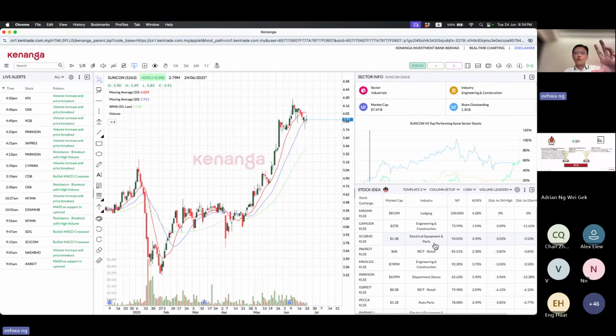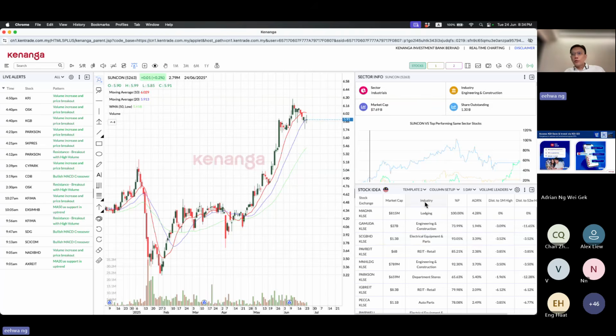pre-market homework. You don't wait for tomorrow 9 a.m. then scramble around to look for trading ideas, right? So you want to prepare it the night before. And then when you sleep with excitement. Wow, tomorrow 9 a.m. you know exactly what stock to buy and what price to buy.